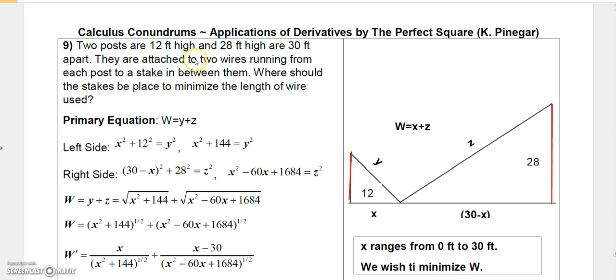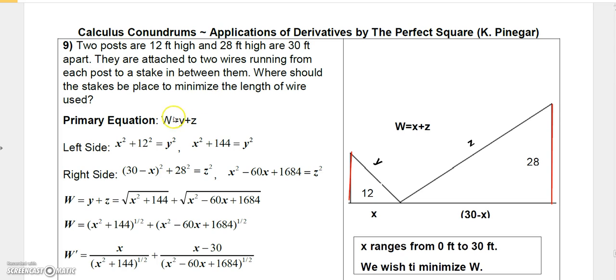We're attaching two wires: I'm running a wire from the top of this post to the ground, and a wire from the top of this post to the ground, and they're attached here to some stake. So the question is, where should I put that stake in order to minimize the length of wire we're going to use? Okay, so here's what we're going to do.